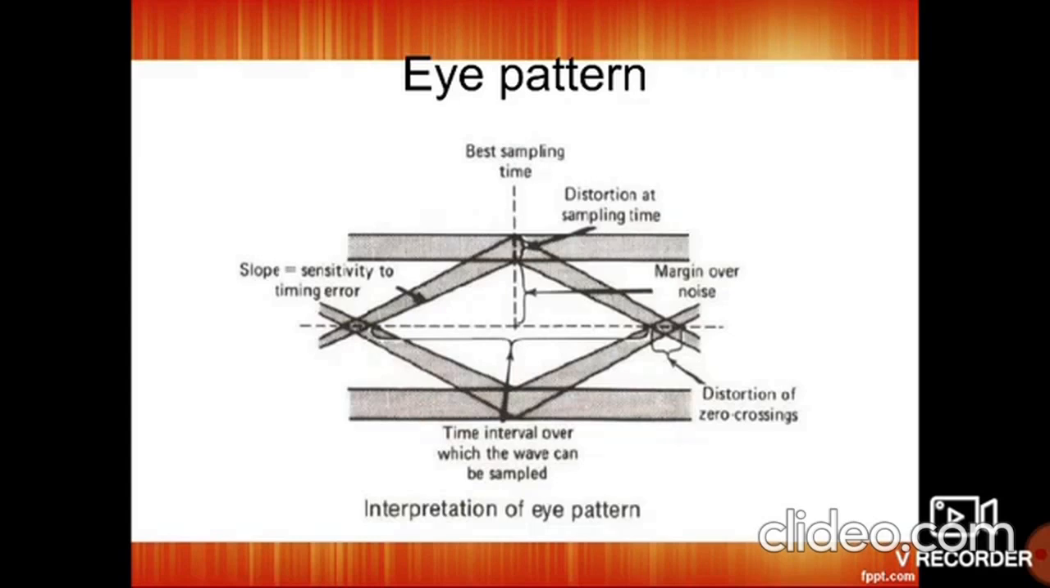Various important conclusions can be derived from this eye pattern. The width of the eye opening defines the interval over which the received waveform can be sampled without error. From the inter-symbol interference point of view, it is preferable to sample at the instant at which the eye is opened widest. The sensitivity of the system to timing error is determined by the rate of closure of the eye as the sampling time is varied. The height of the eye opening at the specified sampling time is called the margin over noise.